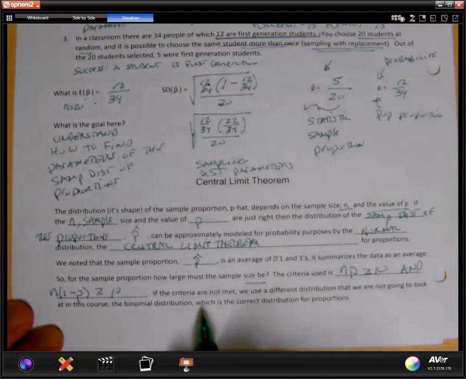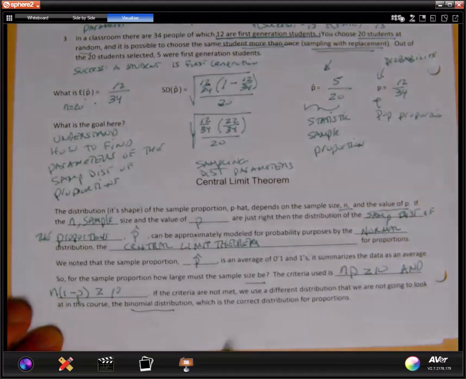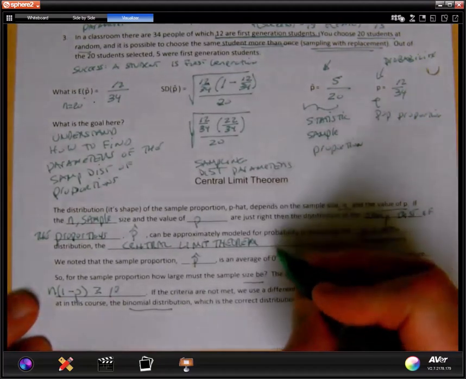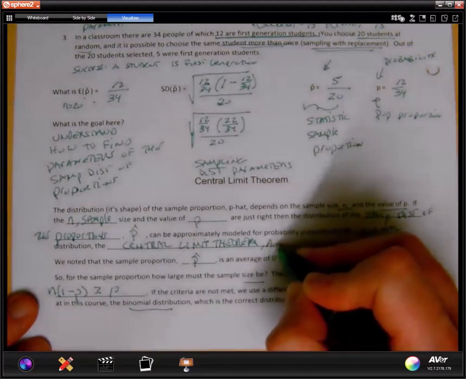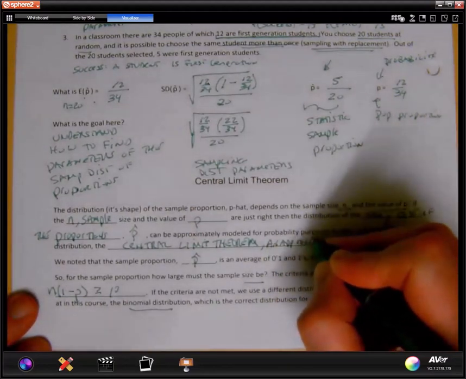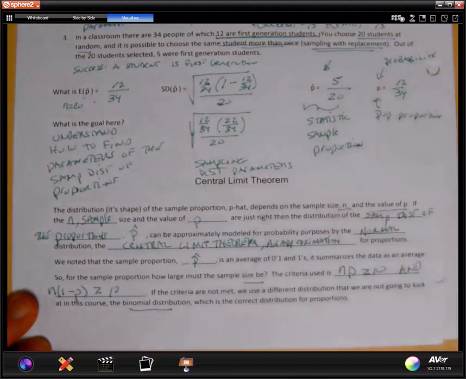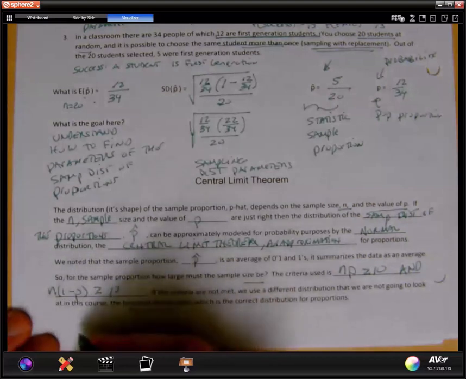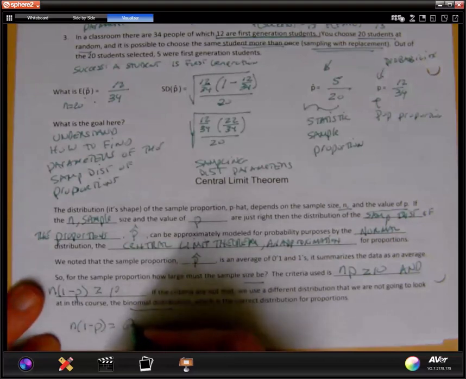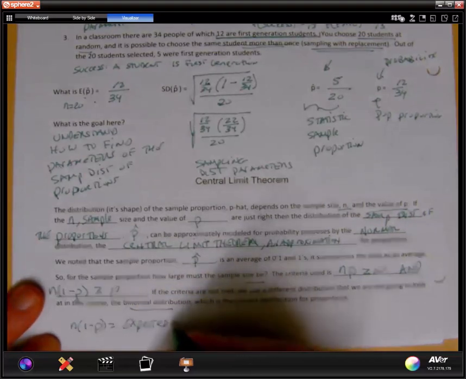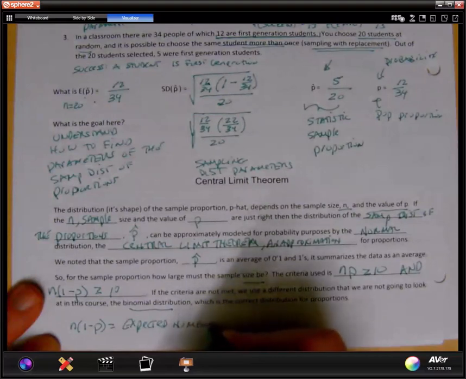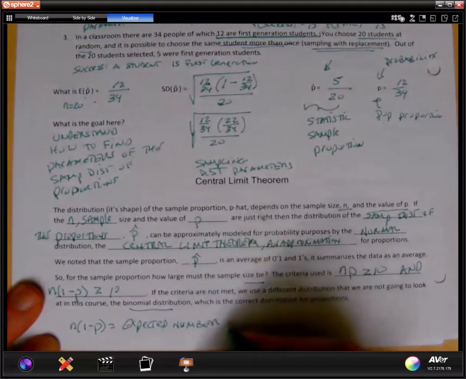If the criteria are not met, we use a different distribution that we're not going to look at in this course, the binomial distribution, which is the correct distribution for proportions. So remember, the central limit theorem is just an approximation. It's not exact, but it helps us because we don't have to deal with the actual distribution. Now, one more thing to interpret. Remember, n times 1 minus p, what is this number? This is the expected number, not proportion, of failures.